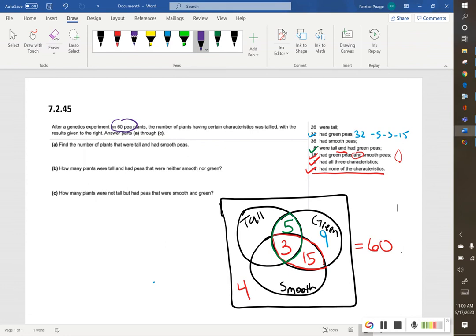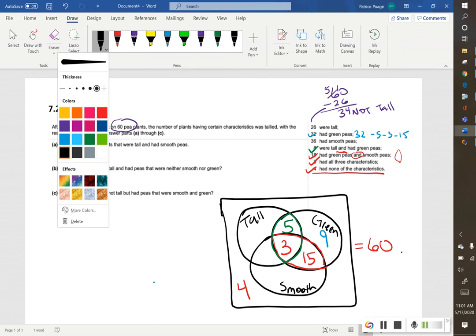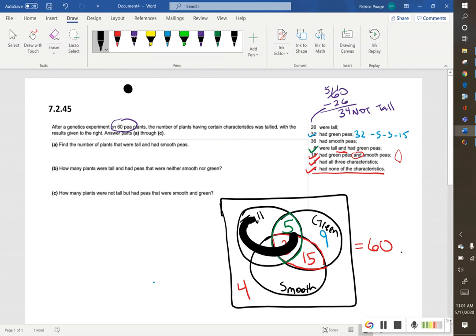And out of those 60 plants, 26 of them are tall. So out of 60 plants, 26 are tall. Can we figure out how many are not tall? 60 minus 26 tells us 34 are not tall. If 26 out of the 60 are tall, then 34 out of the 60 are not tall. How does that help us? Well, if they're not tall, then you can cover up the tall circle. And these other 4 numbers are going to add up to be 34.